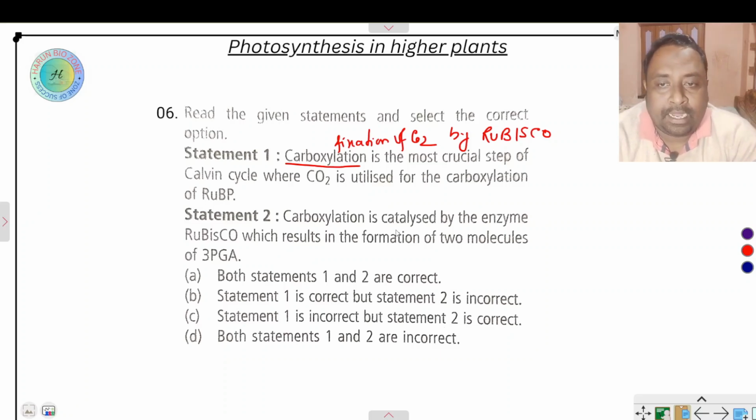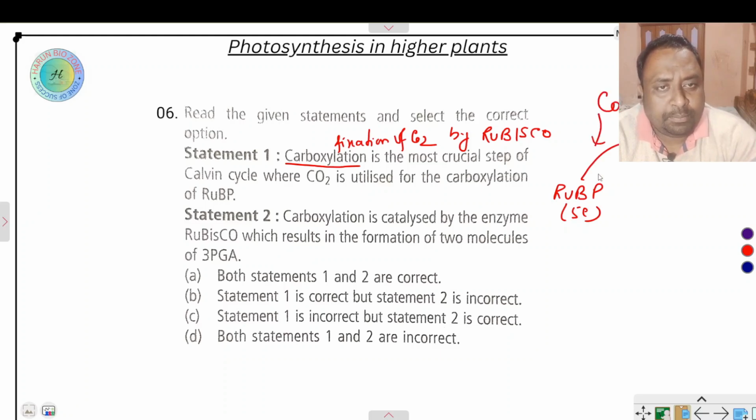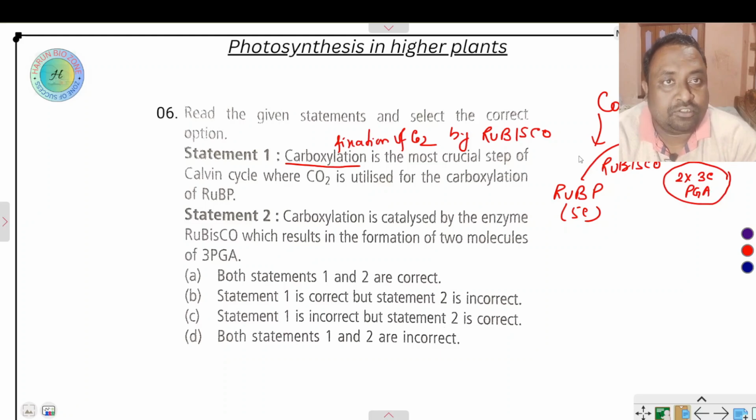Okay, clear? And carboxylation is catalyzed by the enzyme Rubisco, which results in the formation of 2 molecules of 3PGA. Ribulose 1,5-bisphosphate, 5 carbon containing, absorbs CO2 in the presence of Rubisco to produce 2 molecules of 3 carbon containing phosphoglyceric acid. This is the first stable product of the Calvin cycle, so it is called the C3 cycle. Clear? So here both statement 1 and 2 are correct.